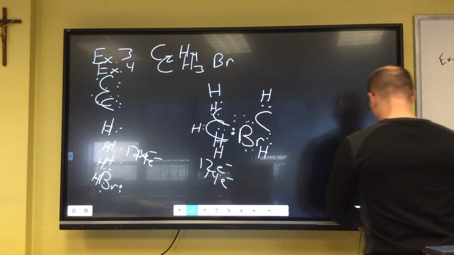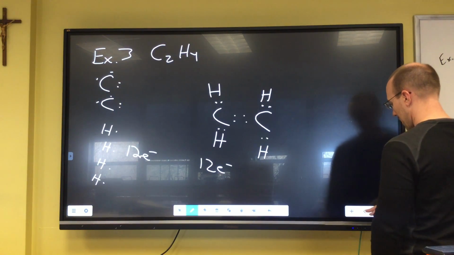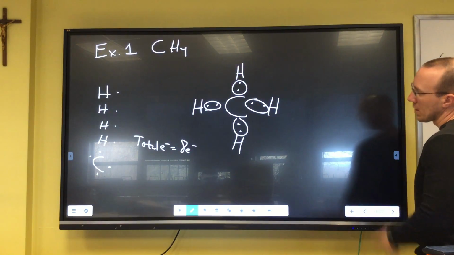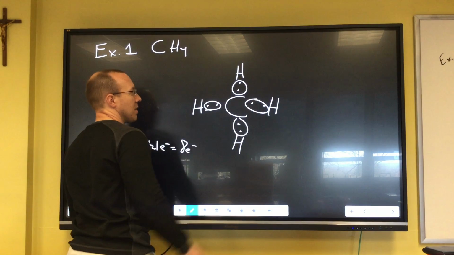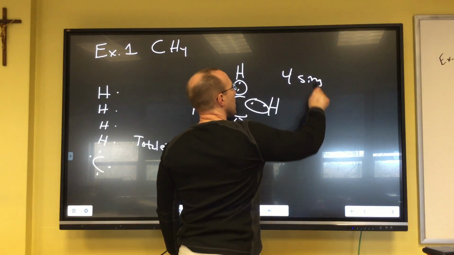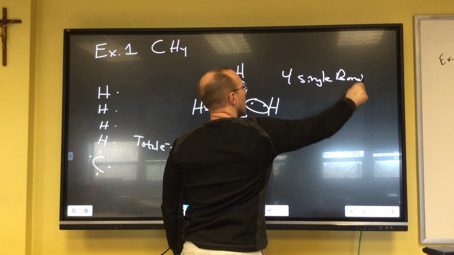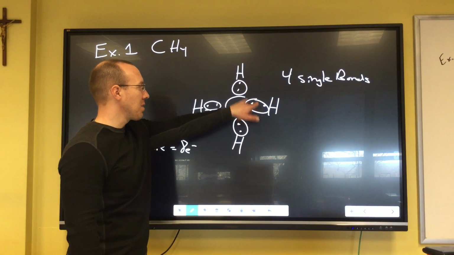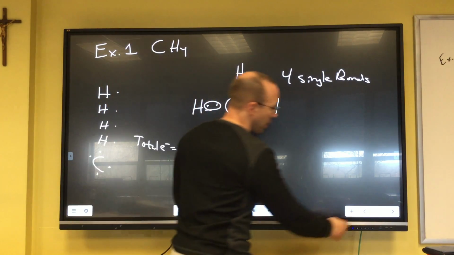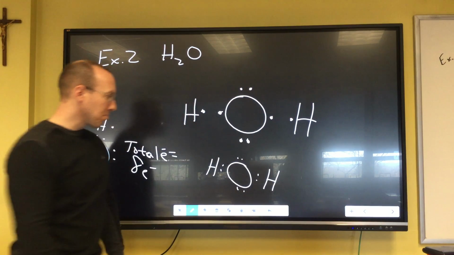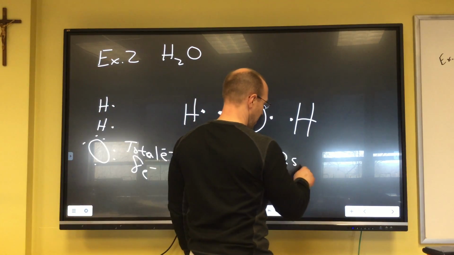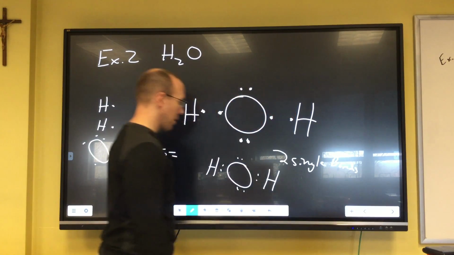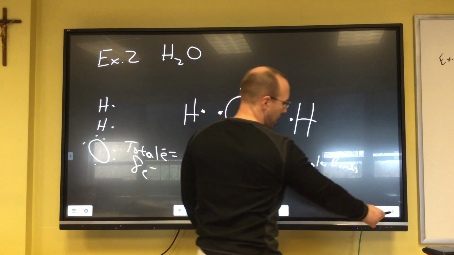So I want to go back here real quick. It's kind of a long video, a couple videos. But I want to talk about the types of bonds here. These are 4 single bonds, right? We didn't have these electrons all next to each other. There's only 4 bonds, all single. Over here, 2 single bonds. One for the hydrogen, the other one for the hydrogen over there.